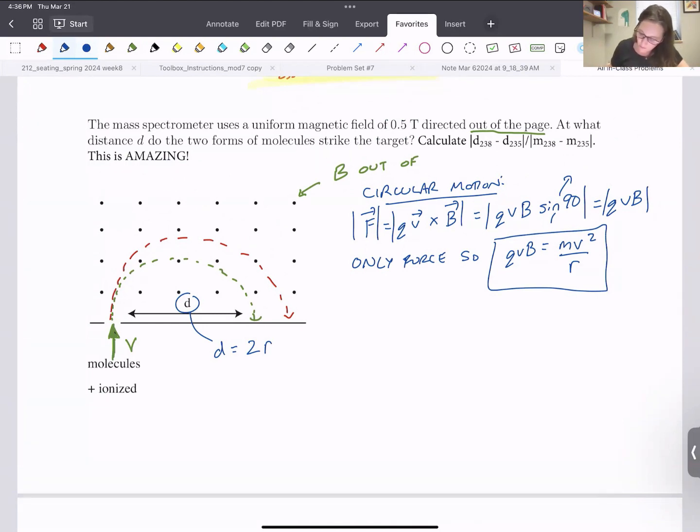We can see that r is going to be equal to mv squared over qvB. So one of those v's cancels, so mv over qB. The q, again, is singly ionized, and all of these are essentially just magnitudes. And so we can then solve for our various diameters. I'm going to just throw in the 2 to start, so I'll say d is equal to 2r.